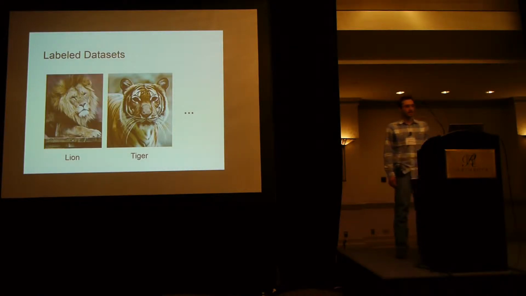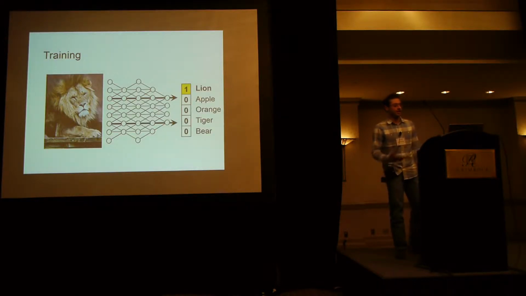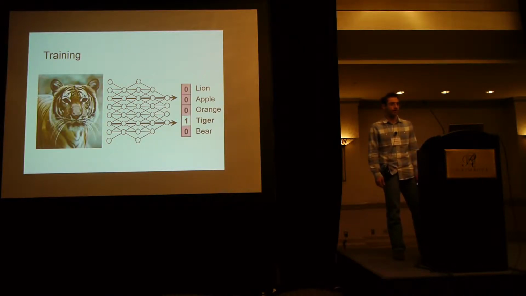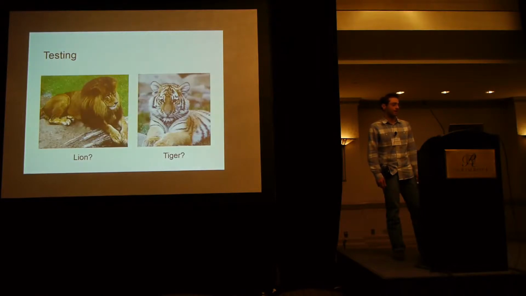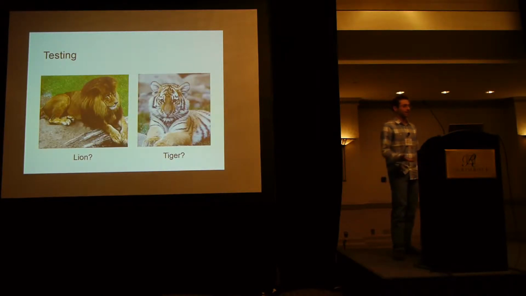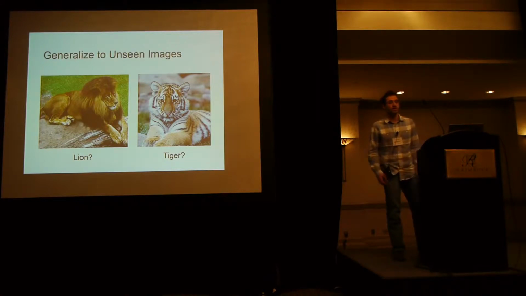In a standard setting, we are given a labeled data set of images, for example, images of lions and tigers, and we train a classifier to predict the conditional probability of 1 for the correct labels and the conditional probability of 0 for the wrong labels. Once the classifier is trained, at test time we are given new images that we haven't seen during training, so the goal is to generalize to unseen images.